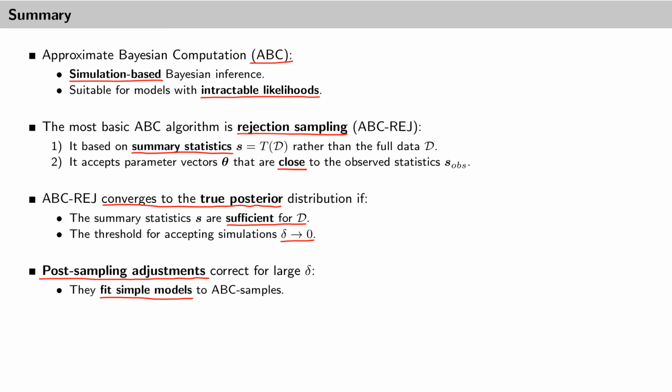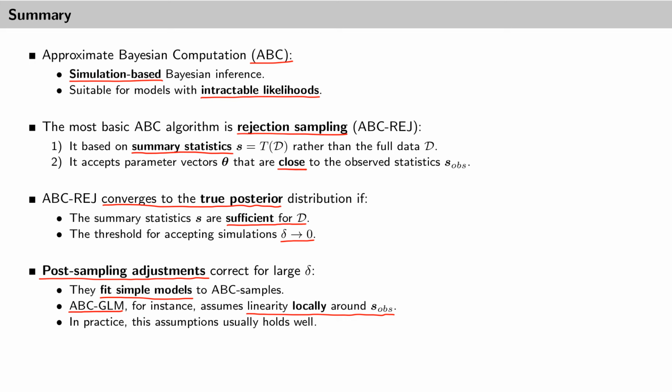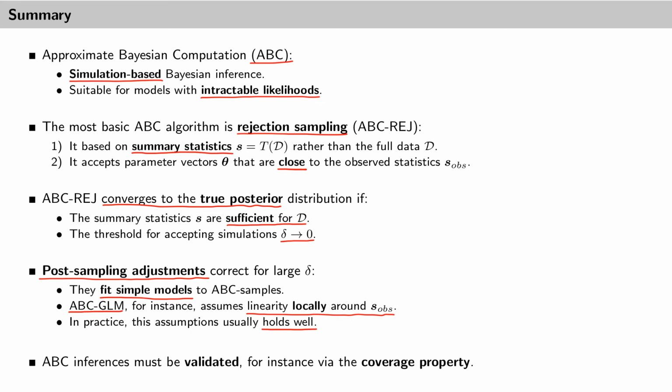This might work well, simply because the truncated likelihood might be of a much simpler form than the full likelihood, as it only explains the relationship between parameters and statistics closely around S observed. Today I introduced the ABC-GLM method, a post-sampling adjustment that for instance just assumes local linearity around S observed. As we have seen in the case of inferring the allele frequency from genotypes, this assumption may hold really well. The reason is again that locally just around S observed, even a very complicated function might actually turn out to be linear. We have finally seen that any ABC inference should be properly validated.